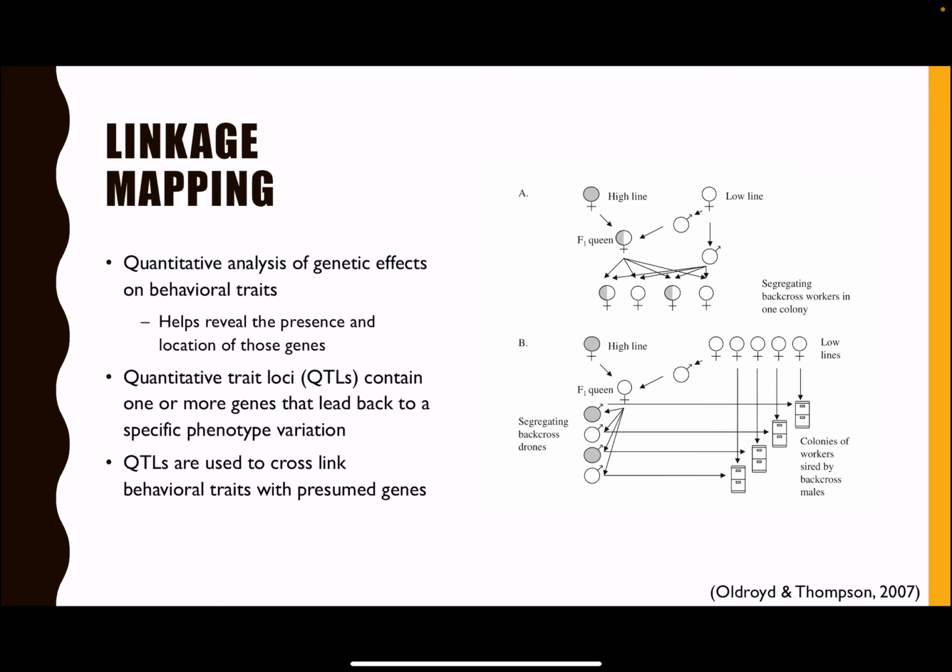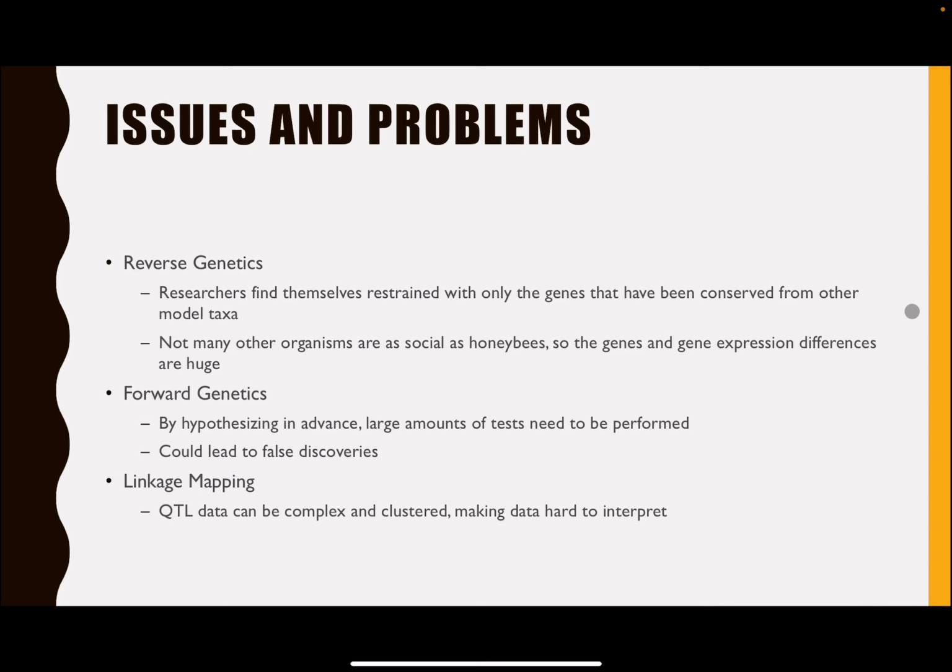The final option listed in this paper was linkage mapping. And this is just a quantitative analysis of the genetic effects on behavioral traits. It helps reveal the presence and the location of those genes through these maps here. Quantitative trait loci, or QTLs, contain more than one gene. Sometimes they only contain one gene, and it leads back to one specific phenotype variation. QTLs are used to cross-link behavioral traits with presumed genes. So that is shown here and here.